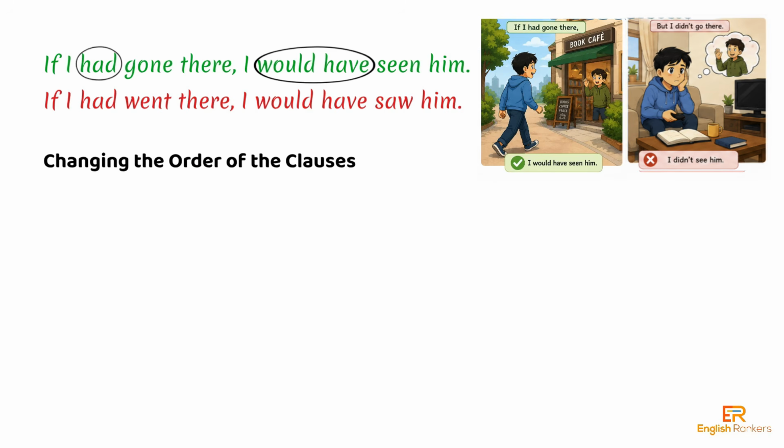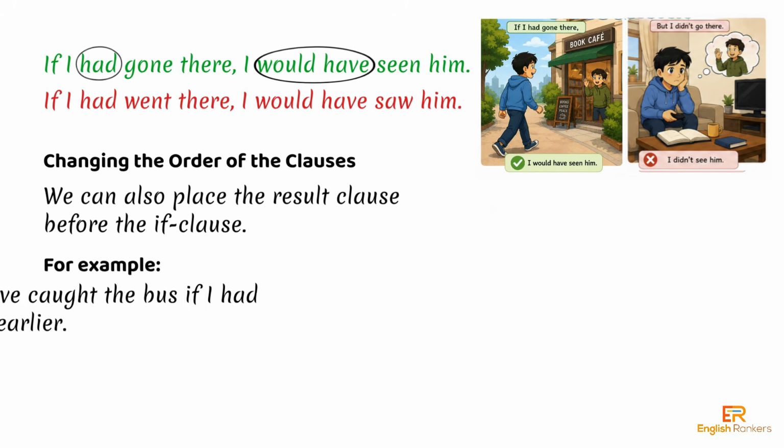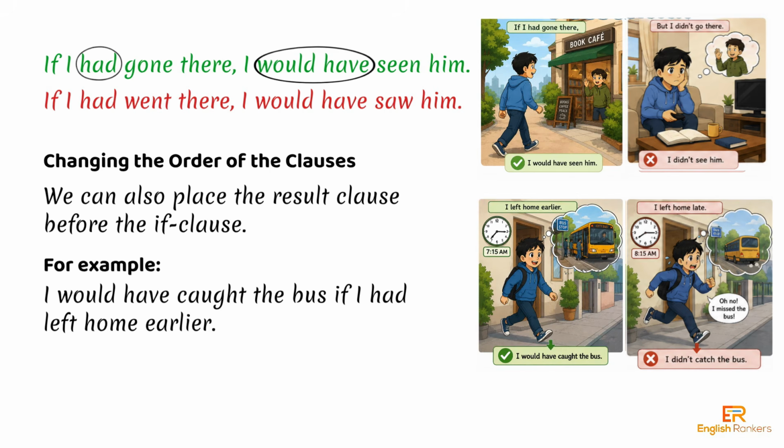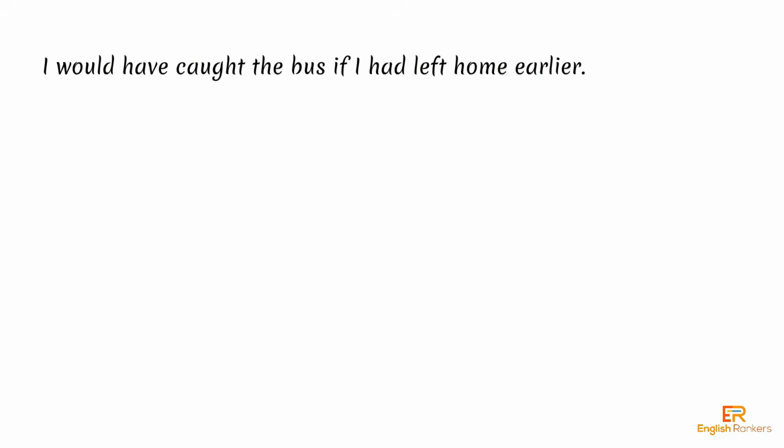Changing the order of the clauses. We can also place the result clause before the if clause. For example, I would have caught the bus if I'd left home earlier. The meaning remains the same. When the if clause comes first, we normally use a comma. If I'd left home earlier, I would have caught the bus. When the result clause comes first, we normally do not use a comma. I would have caught the bus if I had left home earlier.